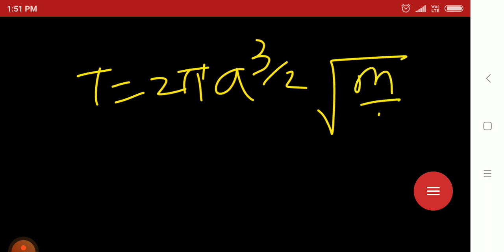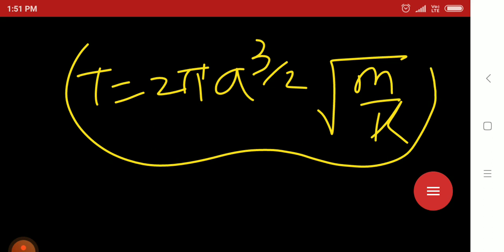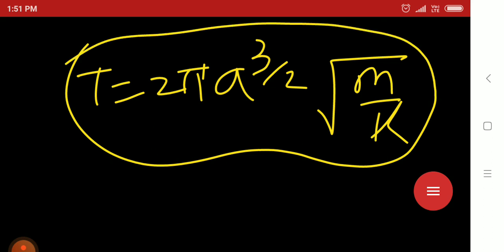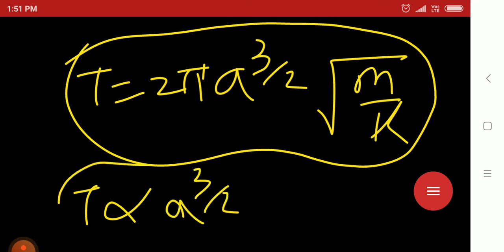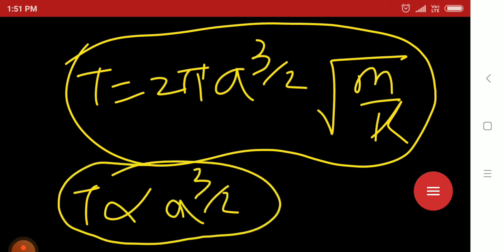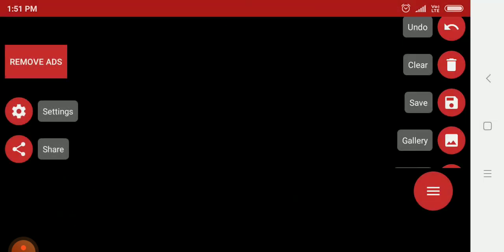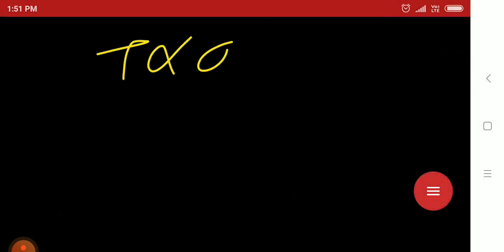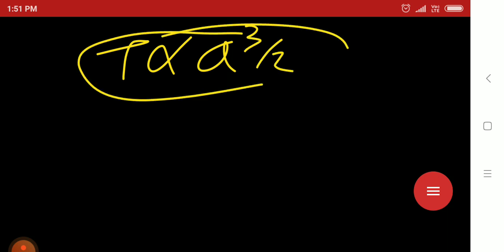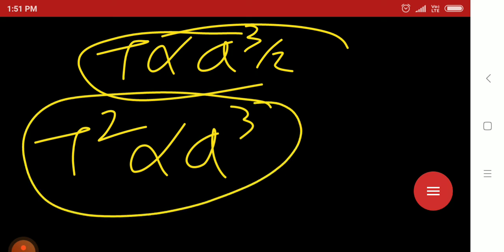That means we are getting T equals 2 pi a to the power 3 by 2 root M by K. This gives periodic time in elliptical orbit. Or we can write T proportional to a to the power 3 by 2. If we square it, T square proportional to a cube.